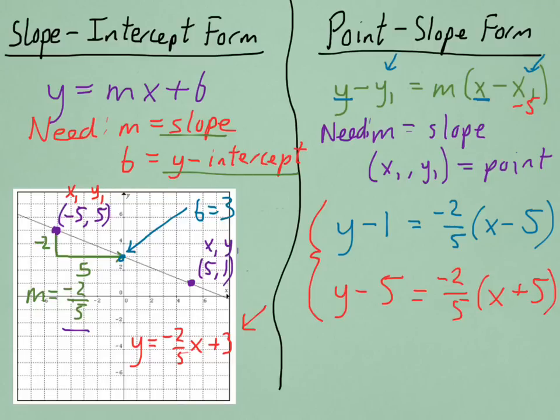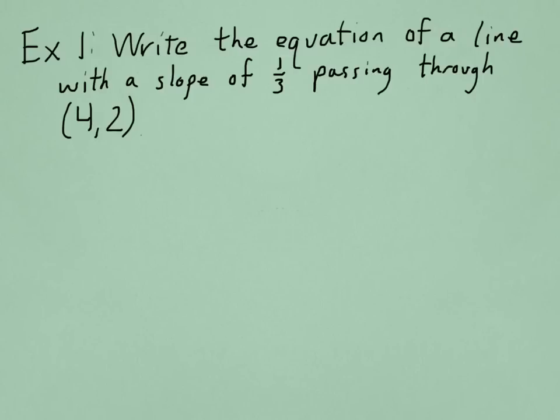Okay, let's just do a few example problems. So here's the first example. Write the equation of a line with a slope of 1/3 passing through the point (4, 2). Can you do this one without me showing you? I think you probably can. Pause the video and try it if you think you can.